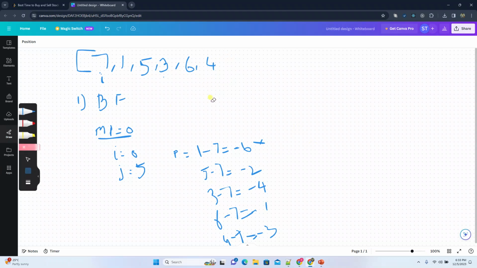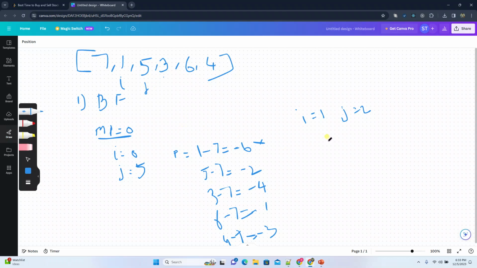So at the first iteration we are not able to get the value we want. The maximum profit is still 0. Now we will move i to the next position. So now i equals 1 and j equals 2. So j will be here now.